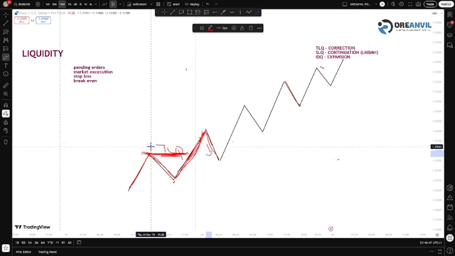So this transaction that is here is what we call transactional liquidity. The liquidity on this top is what we call transactional liquidity, because this liquidity that was taken is responsible for this correction to happen. Any correction that happens in the market, the liquidity responsible for that correction to happen is your transactional liquidity.